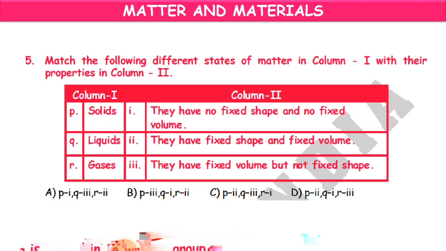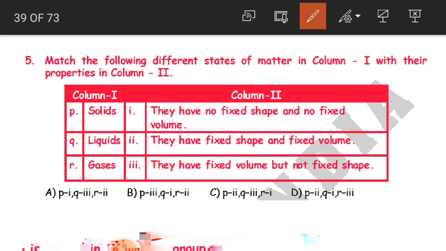Fifth one. Match the following different states of matter in column 1 with the properties in column 2. In column 1 you have solids, liquids and gases. In column 2 their properties. So we have to match the correct property with the correct state of matter. Clear? So what is a solid, children? Solids have a fixed shape and fixed volume, so solid matches with P2.